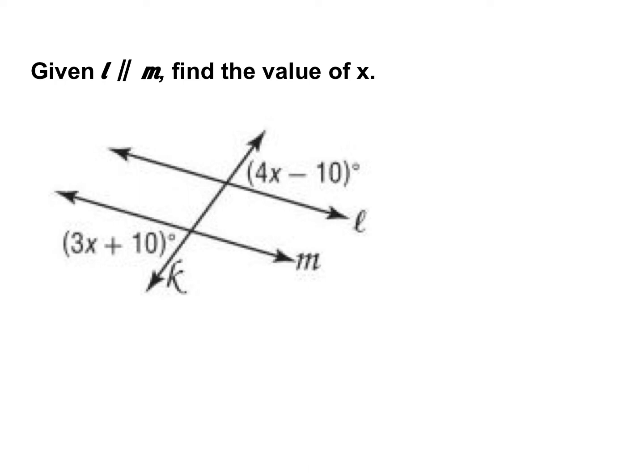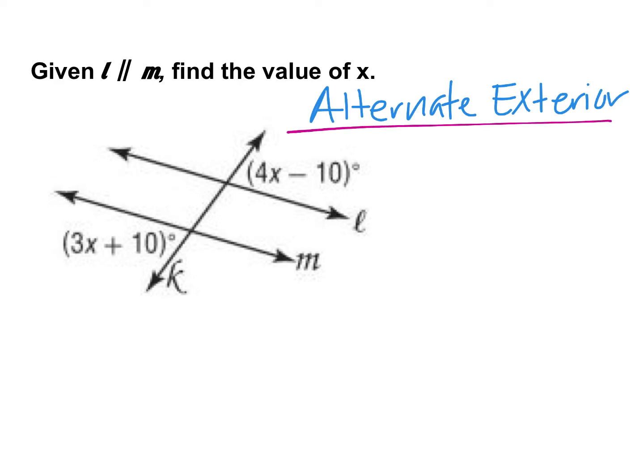Here we also have lines being parallel. L is parallel to M. How are these two angles related? These x values are opposite of each other, and they're both on the outside. These are alternate exterior angles. What do you know about alternate exterior angles when the lines are parallel? They are congruent. Since they're congruent, that means that they are equal to each other.